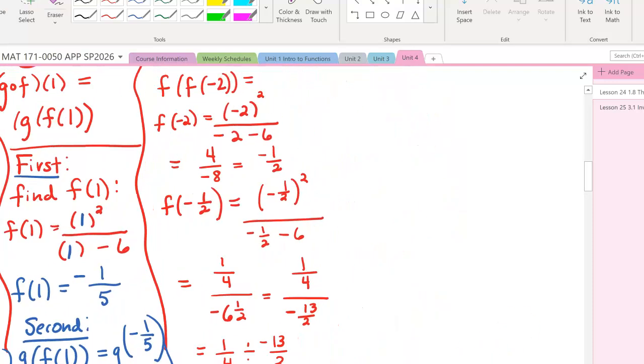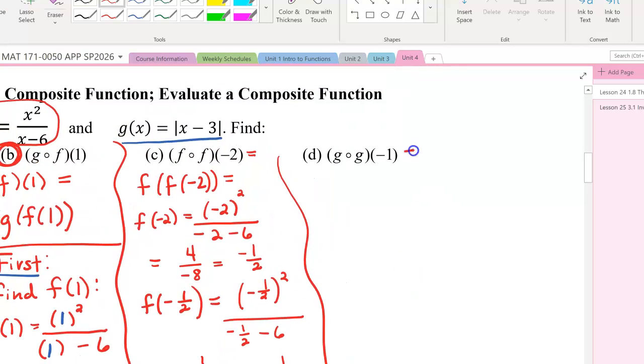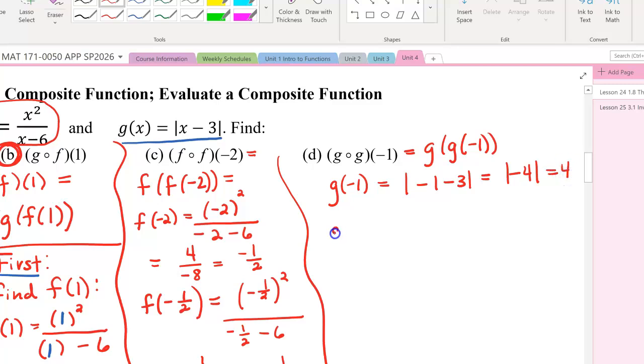Finally, I'm going to compose g of g at the value negative 1. So I'm going to find g of negative 1 first. And that's equal to the absolute value of negative 1 minus 3, which is the absolute value of negative 4, which is 4. So now I'm going to find g of 4, which is equal to the absolute value of 4 minus 3, which is the absolute value of 1, which is 1.